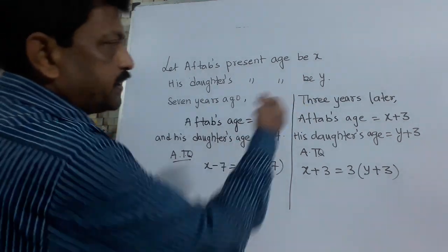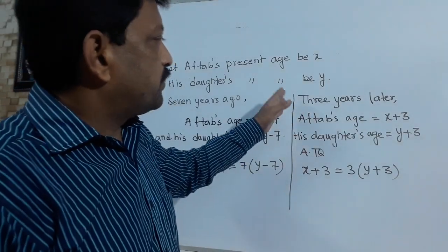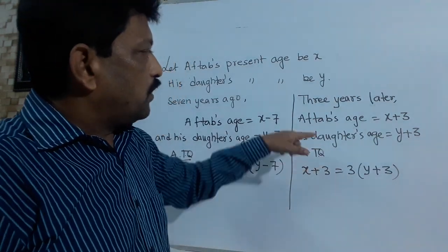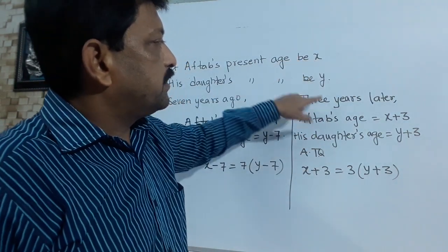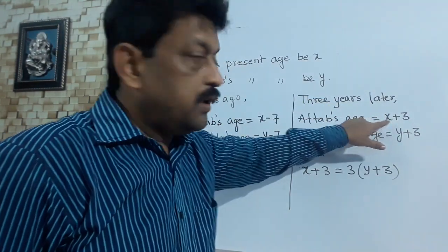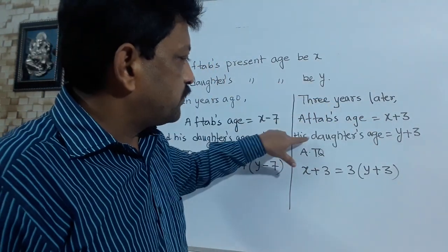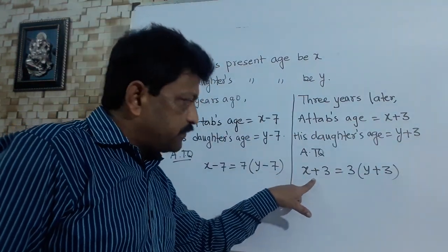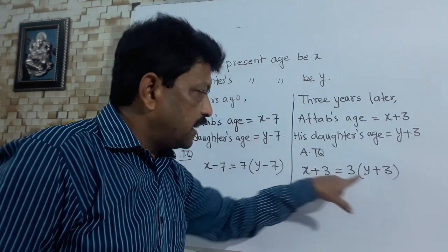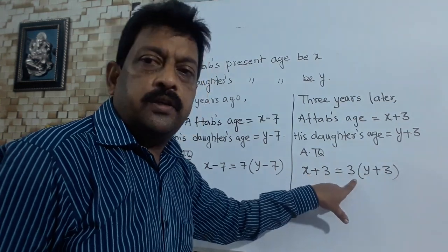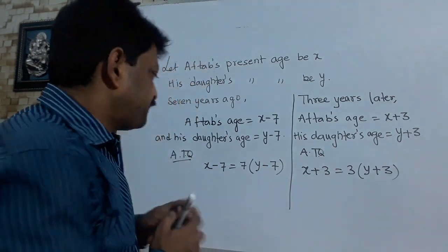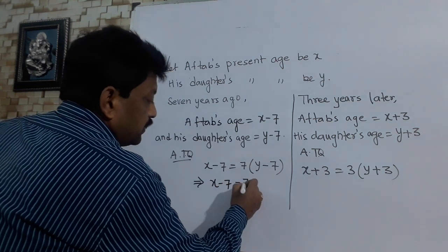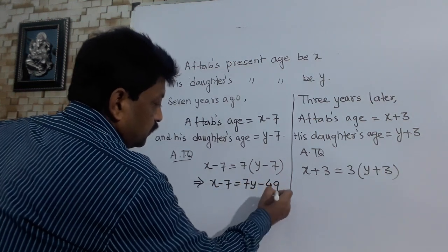Okay. Now go to the second condition. It is told that 3 years later Aftab will be 3 times as old as his daughter. So if the present age of Aftab is X, then 3 years later it will be X plus 3. And the present age of his daughter is Y, so 3 years later it will be Y plus 3. So according to the question, Aftab's age equals 3 times his daughter's age, that is X plus 3 equals 3 into Y plus 3. Understood?